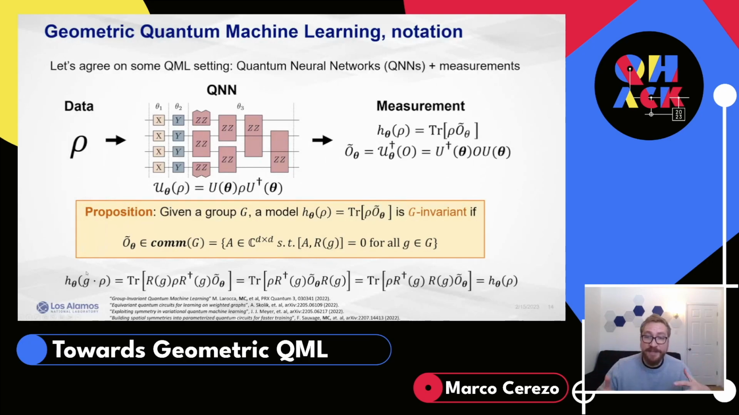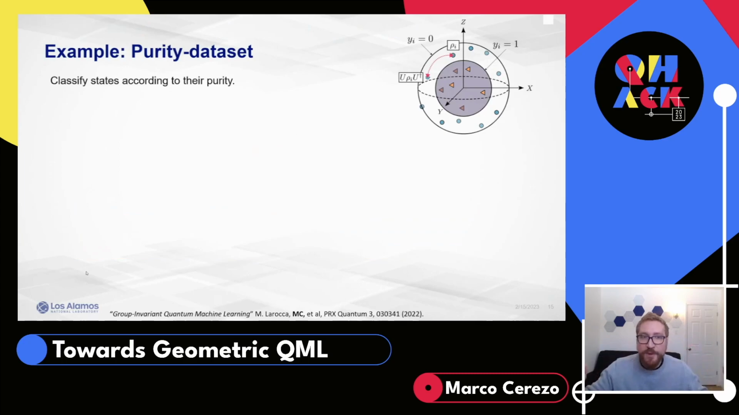So now I have a guarantee that by design, my model already produces the same result despite me feeding it a state or a rotated state. And this is just like the cat. Whenever I take a state and I rotate it, my state changes, right? So again, very abstract. Let's go to something even more concrete.